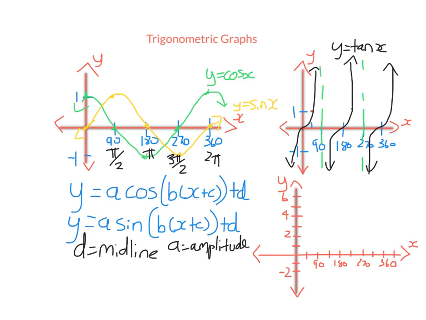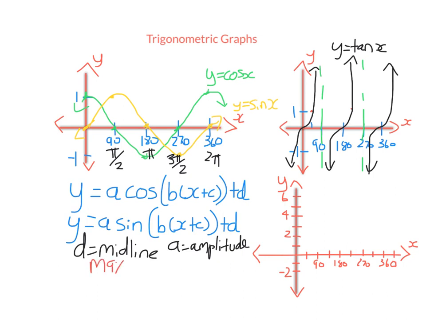Remember, cos is adjacent over hypotenuse. The adjacent side can never be more than the hypotenuse. Similarly for sine, it's opposite over hypotenuse. The opposite side can never be more than the hypotenuse. So because cos of this and sine of this can never be more than 1 or less than minus 1, they always have a maximum and a minimum.